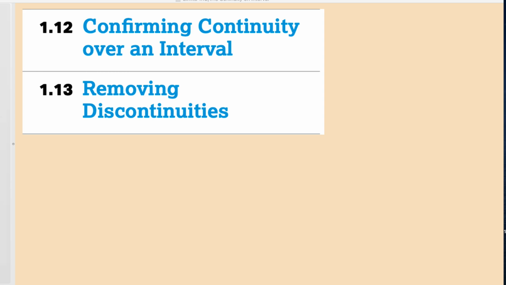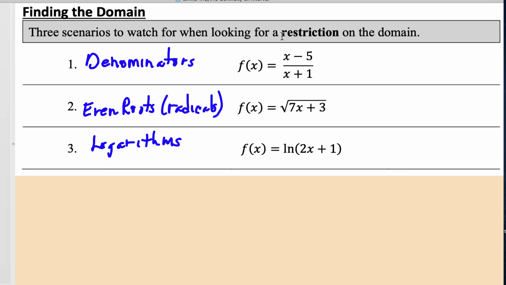Gators, we're going to be confirming continuity over an interval and removing discontinuities. Finding the domain. There are three scenarios to watch for when looking for a restriction on the domain, and the first one is denominators. Remember, in a rational expression, the denominator cannot be equal to 0. So that means that there will be a restriction in that x cannot equal -1 on the domain.